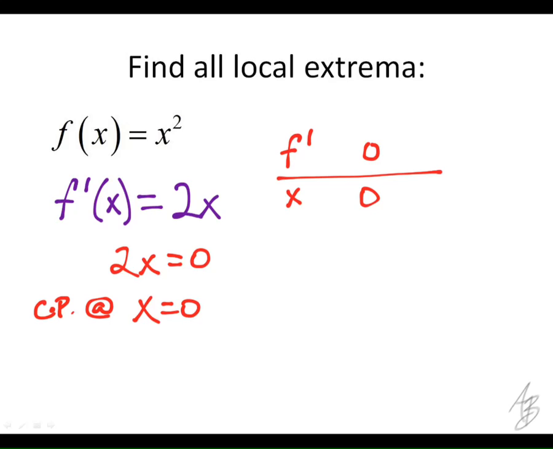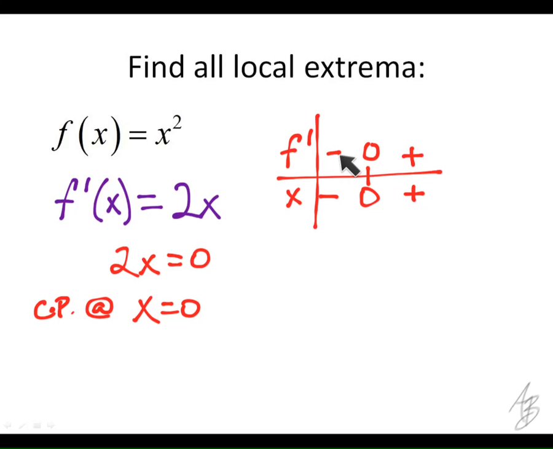What about to the left of 0? So over here, what's the derivative going to be if x is negative? So I'm just going to put any negative number in. The derivative is going to be negative, right? Do you guys agree with that? What if we're looking at a positive x value? What's the derivative going to be? Positive.